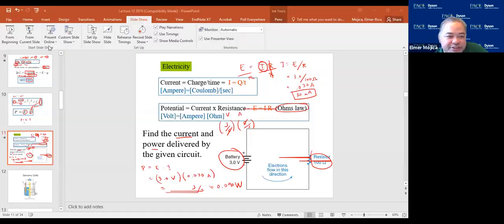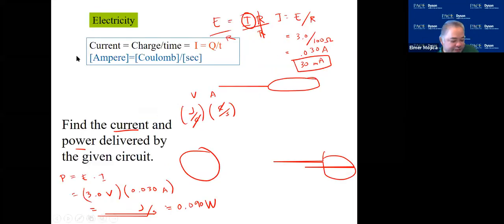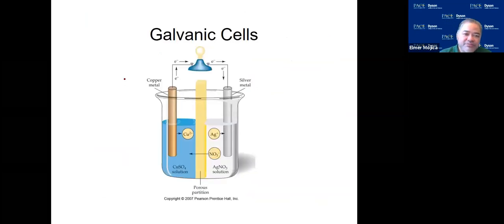So what have we discussed so far? So we discussed charge, okay? We discussed voltage, and then we discussed current and how we use it in chemistry. So the next thing that we're going to do is just a review of your Gen Chem 2, the galvanic cell.